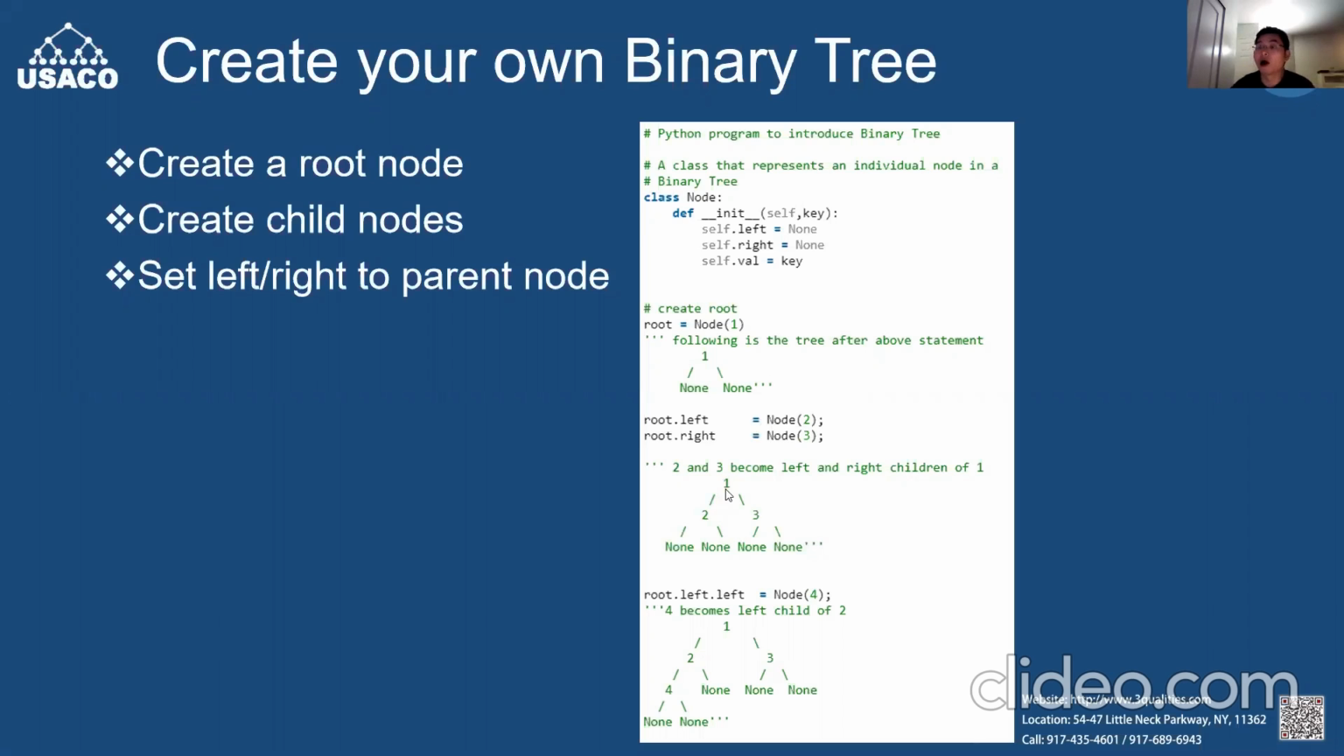So how can I add another level of child nodes to my first generation of child nodes? What do I mean? Here, I wanted to add node 4, make it the left node of my node 2. How can I do that?